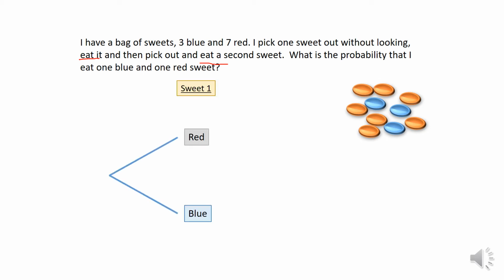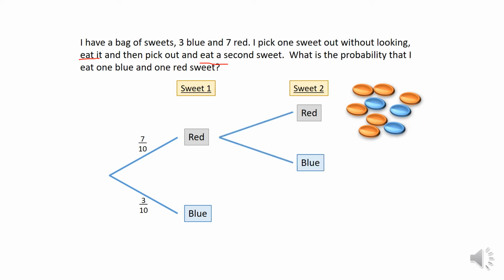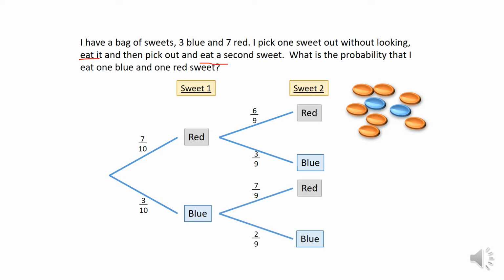So we've got our sweet one, we've got red and blue, and our probability is there. With sweet 2, because we've not replaced it, our denominator, so the total number of sweets, is going to decrease by 1. So we've got our options there, and they're out of 9 now, and we can see that the number of red sweets has decreased by 1. Our other option, again we see that we've 1 blue sweet down, so it's out of 9 now, and it's the blue sweets that have decreased by 1.